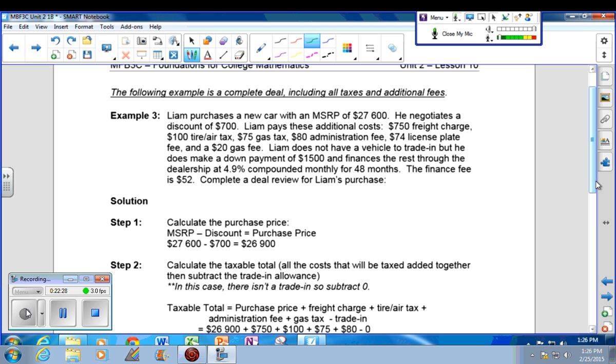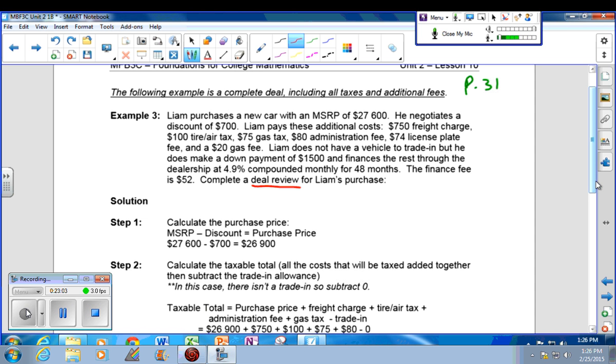Example 3, and this is on page, where are we? It's going to be on page 31, the top of page 31 here. So this is a typical car purchasing scenario, and what we're going to do is go through this and do a deal review. Now, for the deal review, if you flip to page 32, you'll see what it looks like, right in the middle of the page. You see the deal review?